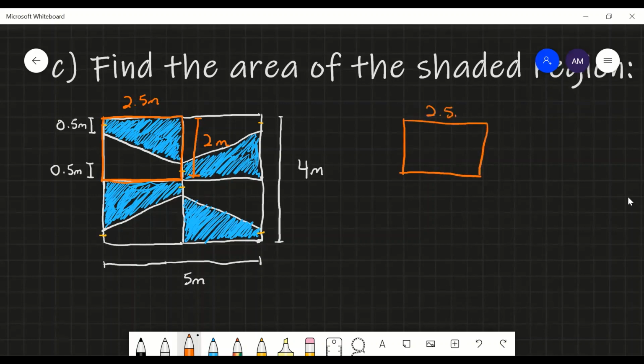At most, it could have an area of the length times the width, or the width times the height, they all mean the same thing, really. Multiplying these two dimensions together, 2.5 times 2 is 5 meters squared. That's the area of the rectangle. But not all of it is colored in, so we might have to subtract a certain piece.